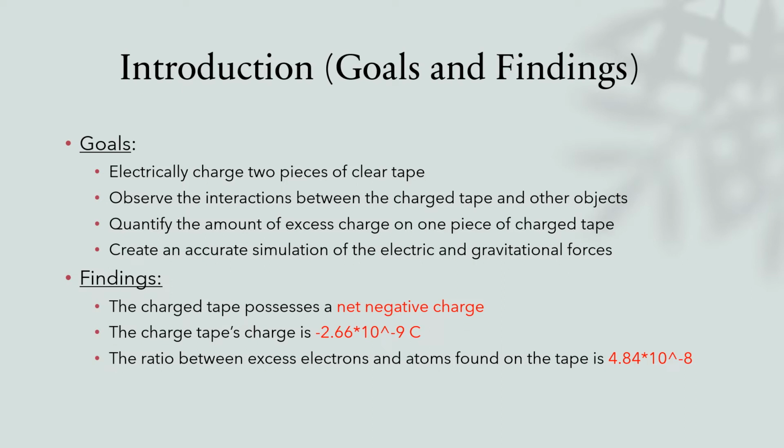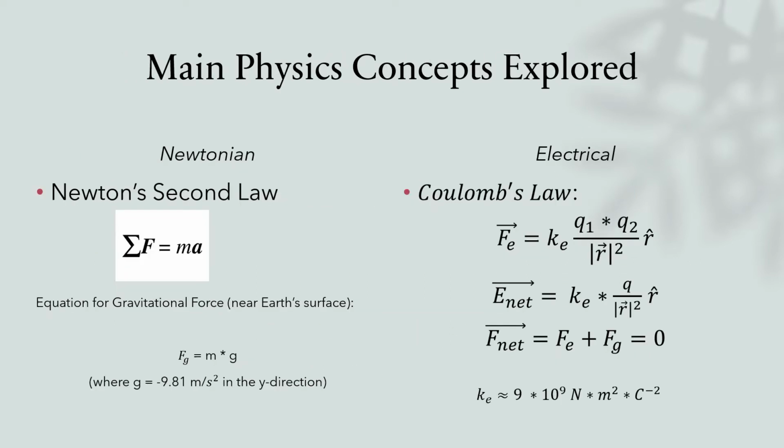Some of the findings of this experiment are that the electrically charged tape possesses a negative net charge of negative 2.66 times 10 to the negative 9th coulombs, and the ratio between the excess electrons and atoms found on the tape is 4.84 times 10 to the negative 8.